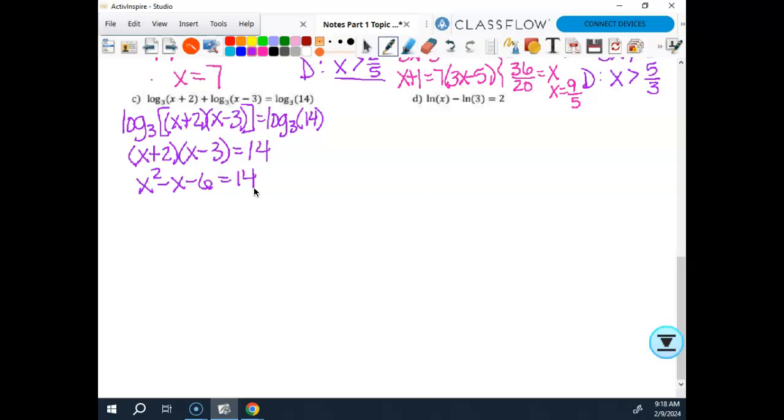Since it's a quadratic that I need to solve, what do I need to do? What do I do? Set it to 0. I got to set it equal to 0. So x squared minus x minus 20 equals 0. Then I'm going to factor x and x. And what are my two numbers? Negative 5 and 4. So that means that x equals negative 4 and 5.